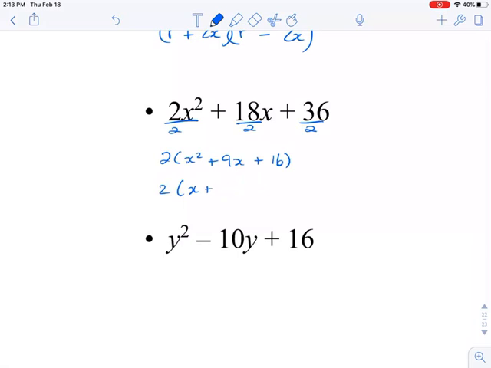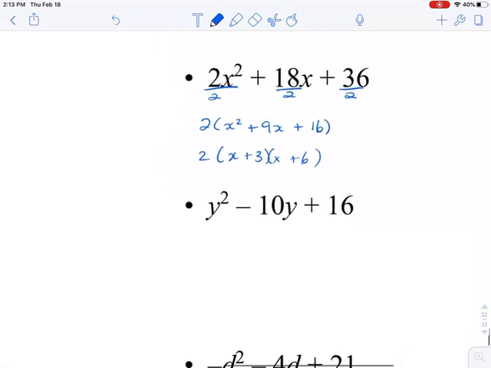So what else multiplies to 16, but maybe adds to 9? Well, 3 and 6 do. And if you check that one, that will be correct.